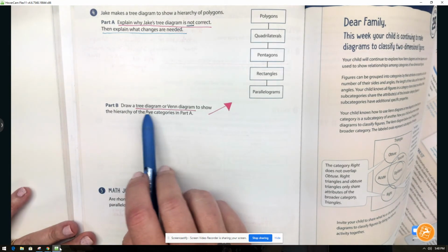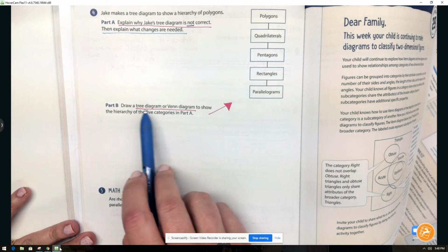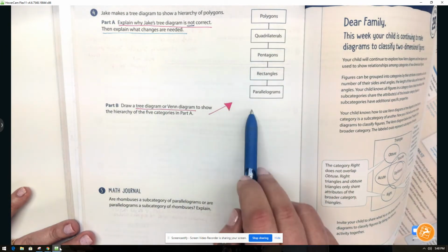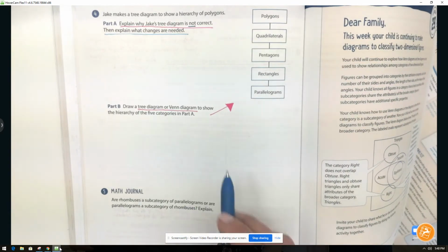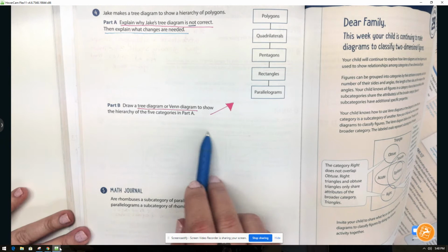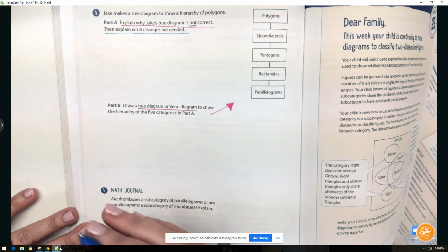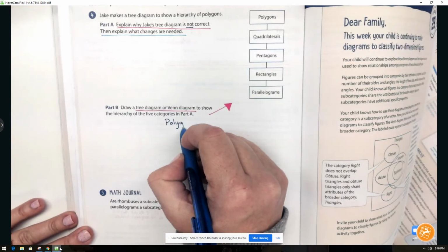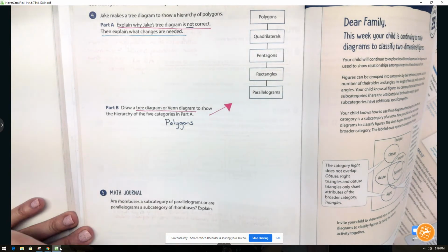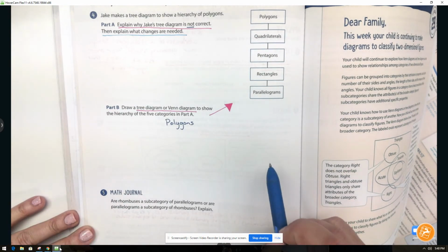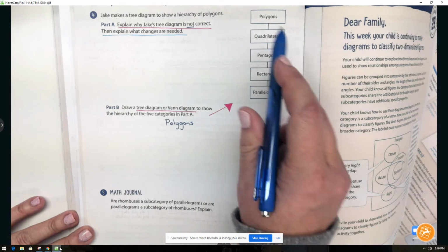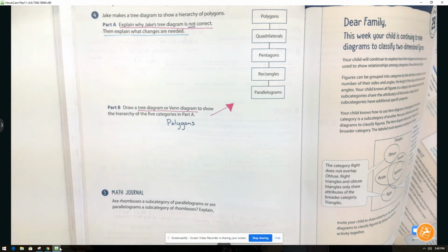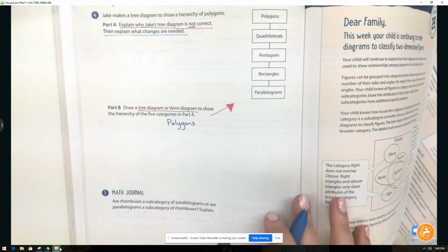Then in part B, you're going to draw a new tree diagram or a Venn diagram. You get to pick tree diagram or Venn diagram to show the hierarchy of these 5 shapes and how they would go together so that it still makes sense. And I will tell you that polygons are going to be on the top, or they're going to be the most general. And then the most specific is going to be whatever you find the most specific. This one's pretty messed up, and there's definitely some shapes that need to be in a different location.